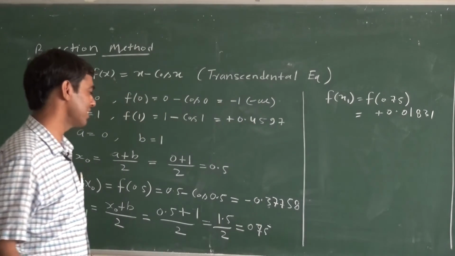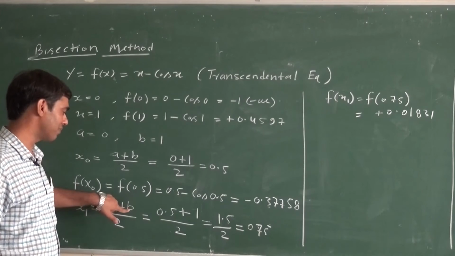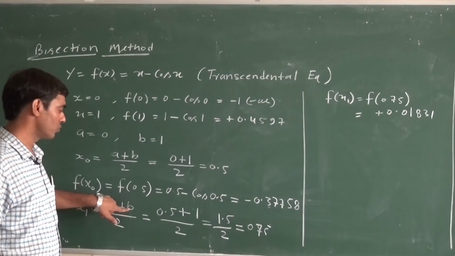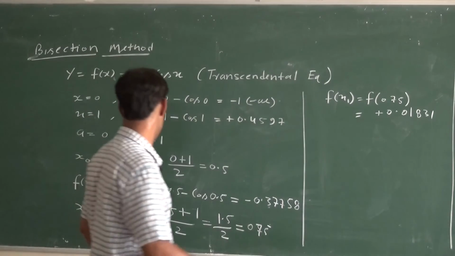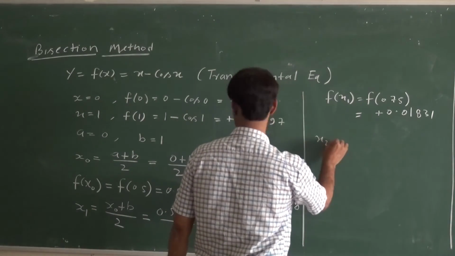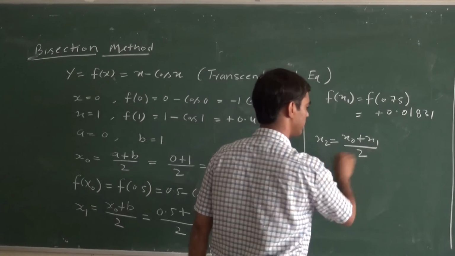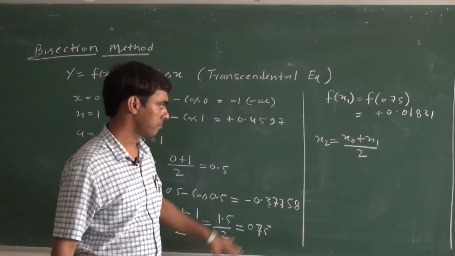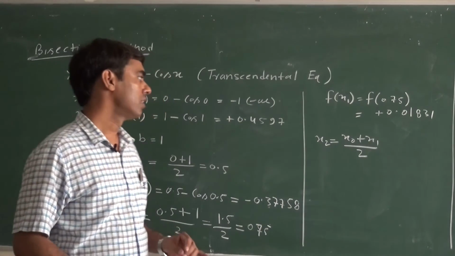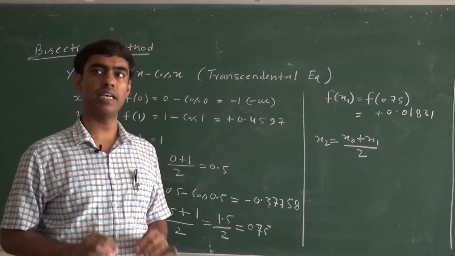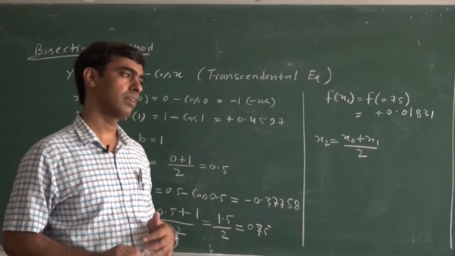So if the value for this one is positive, in the next iteration what will happen? At x0 the value is negative, at b the value is positive. So we interchange the value of b with x1. So in x2 what will happen? x0 plus x1 divided by 2. In this way we calculate the values of x2, x3, x4, x5 up to xn.